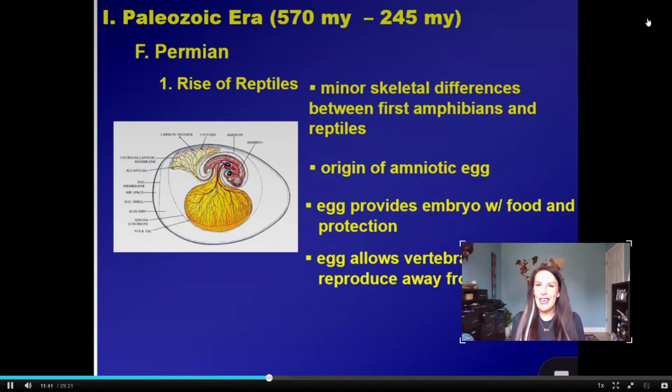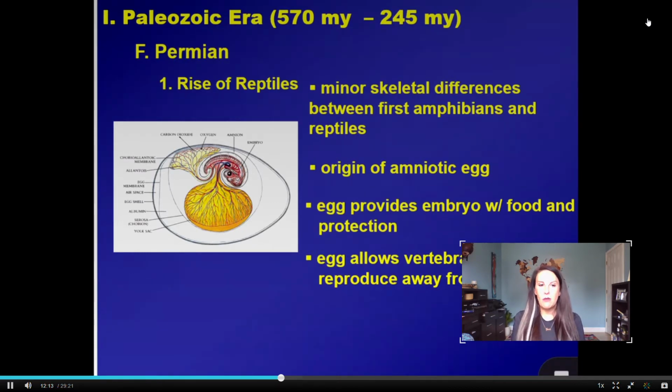So in the Devonian, we saw the transitional species of Ichthyostega moving from that lungfin fish that was in the freshwater environments, moving to land as an amphibian. So amphibians and reptiles are very similar. The difference between them is the amniotic egg, so the origin of the amniotic egg. And so this is what we see for the very first time in the Permian.